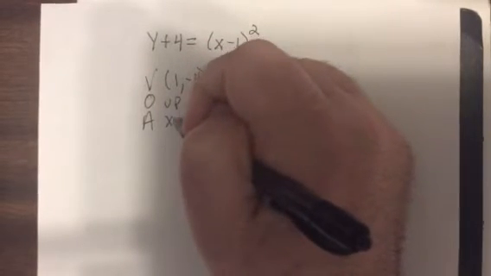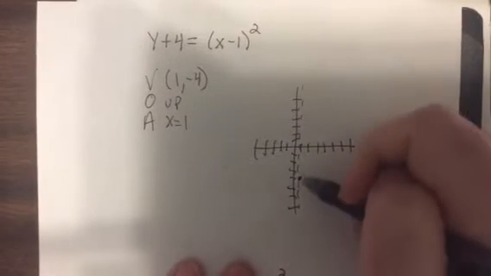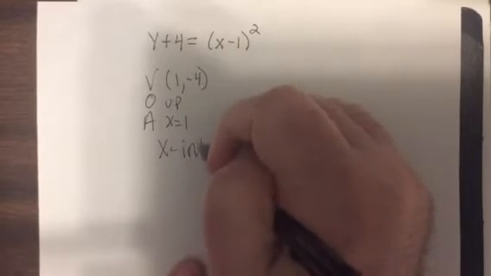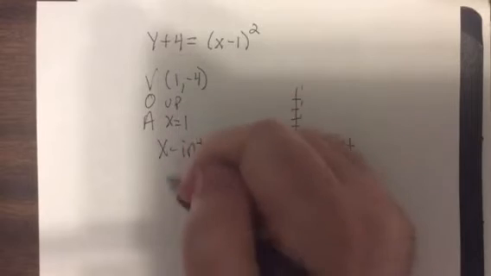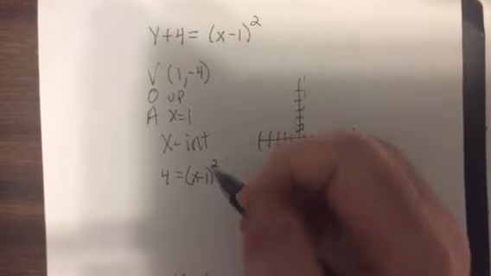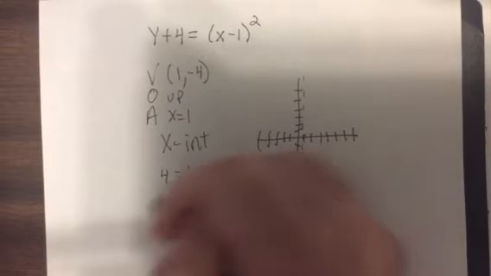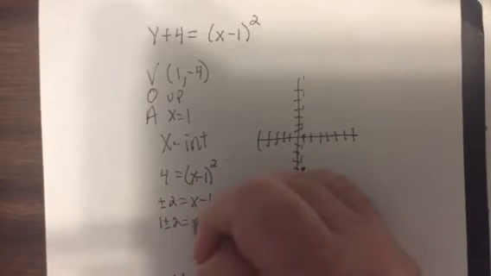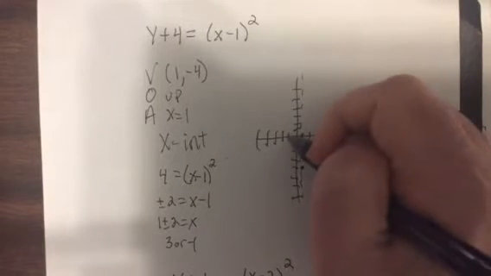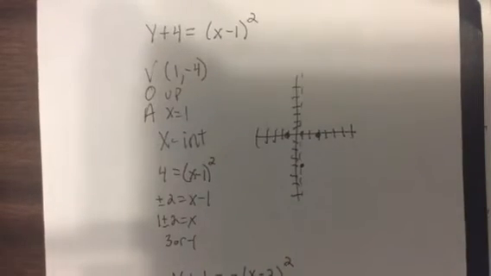It's opening up. x equals 1 is the axis. Now notice, if it's opening up, we should expect 2 x-intercepts. So put 0 in for y. 0 plus 4 is 4. So square root both sides. So it'd be plus or minus 2 equals x minus 1. Add 1 to both sides. So it'd be 3 or -1. So 3, -1. Now notice this is 2 units to the left and this is 2 units to the right, so it's probably correct.